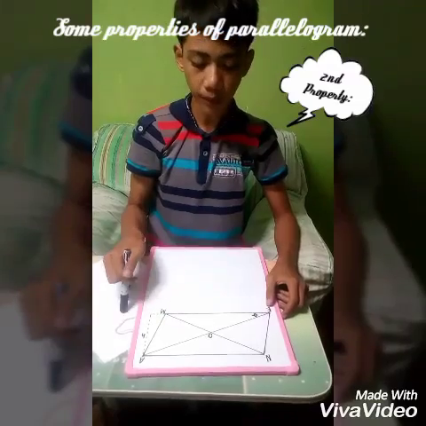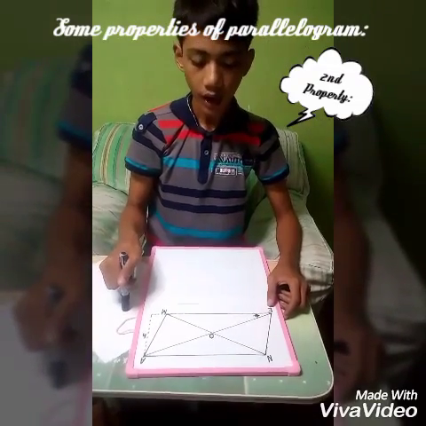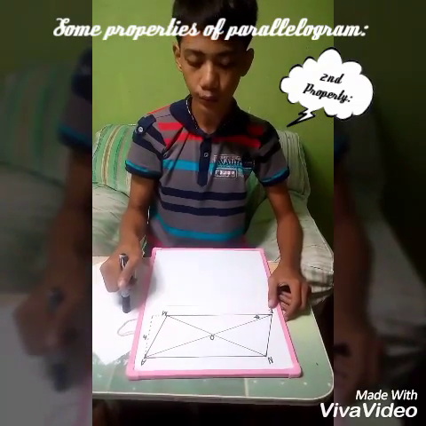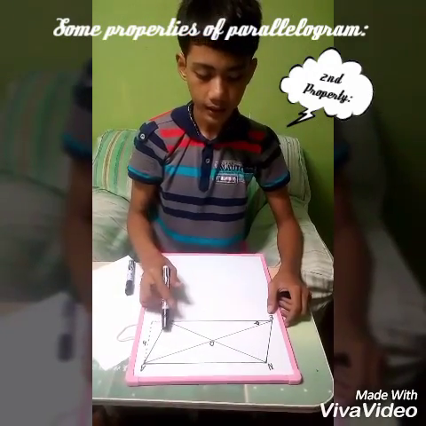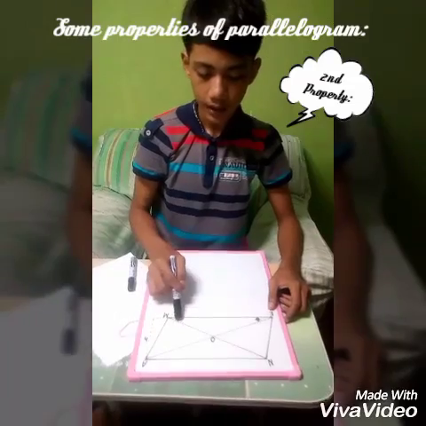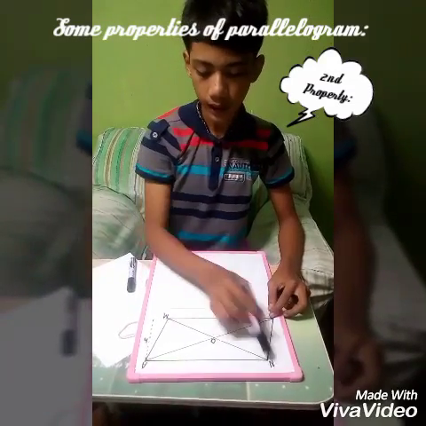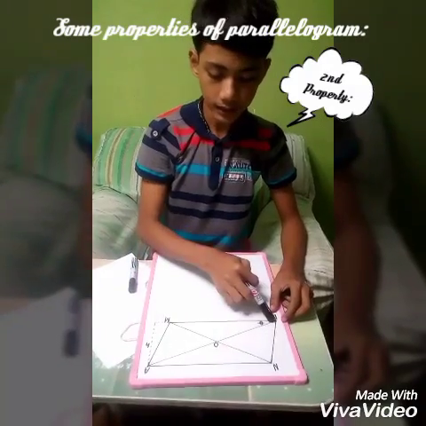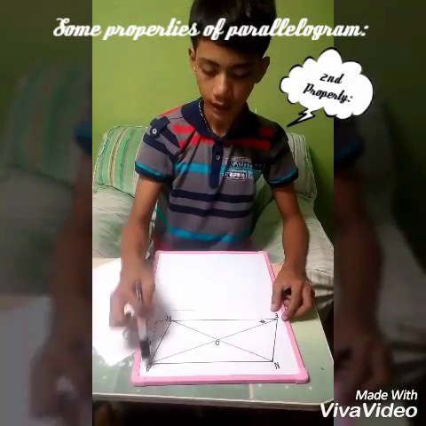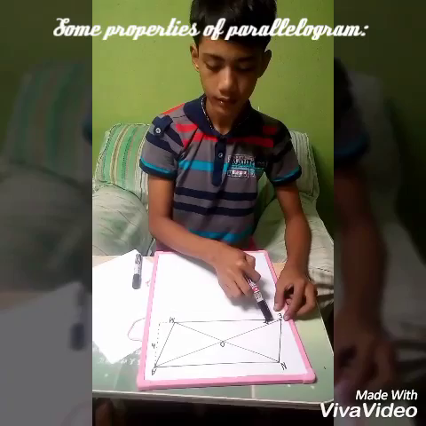The second property of parallelogram is that opposite angles are congruent. In this figure, angle NEM is congruent to angle NAM, and angle ANE is congruent to angle AME.